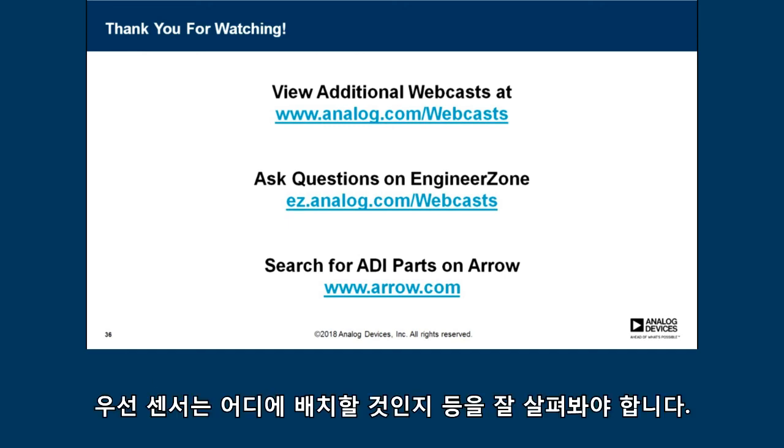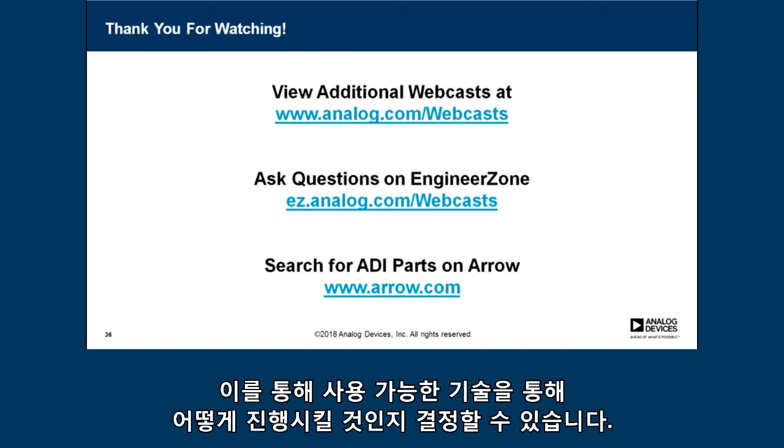So first of all, you need to look at where the sensor is being placed, and from that, the technology that is available to you can decide how to move forward.